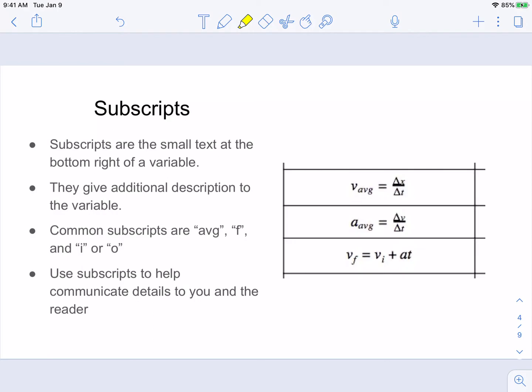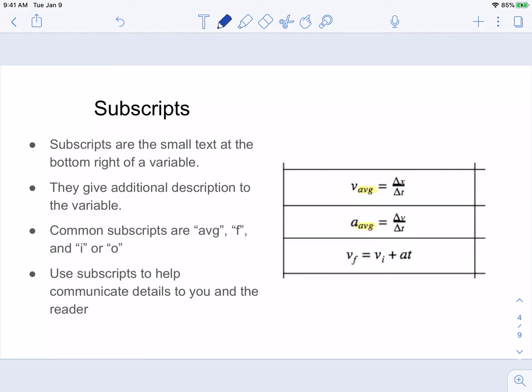I had mentioned on the last equation that there was a subscript. We had that capital F with the lowercase g next to it. We use subscripts a lot, and the purpose of subscripts is just to give you a little bit more information about the variable. There are common subscripts that we use. So average, AVG: if you take a look over here to the right, I have AVG after the letter V, so that's telling me average velocity. And in the equation below, it's average acceleration. So AVG is telling us it's an average value.